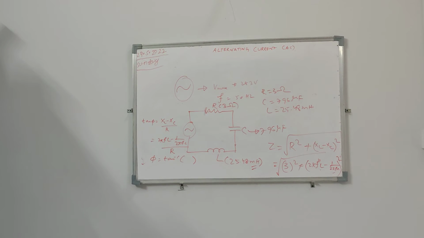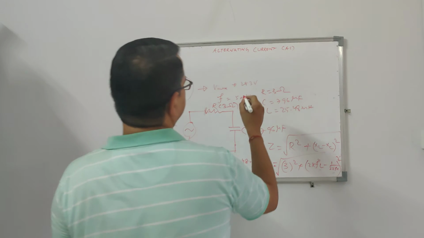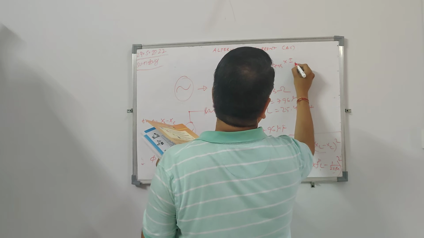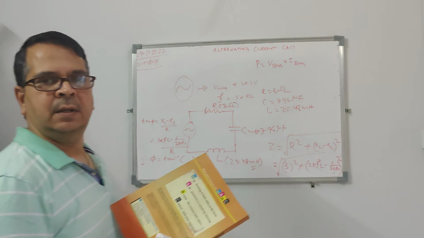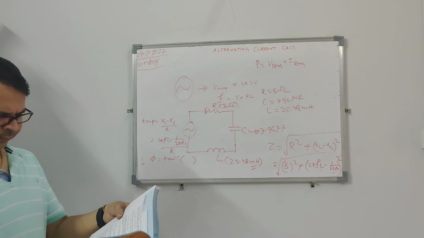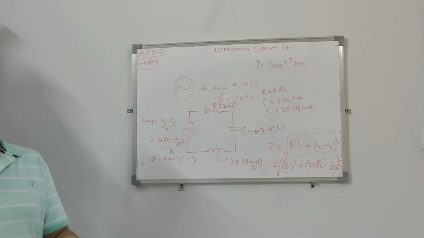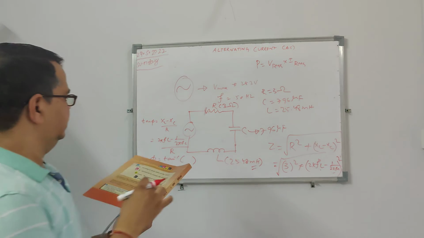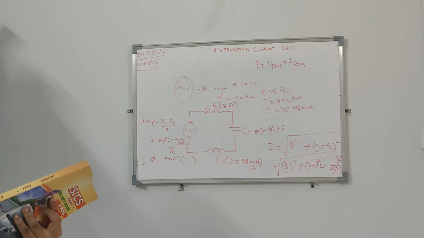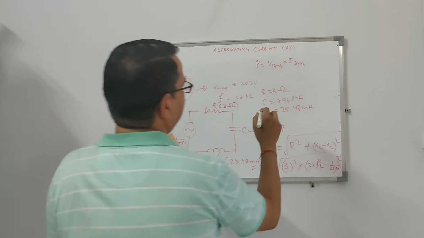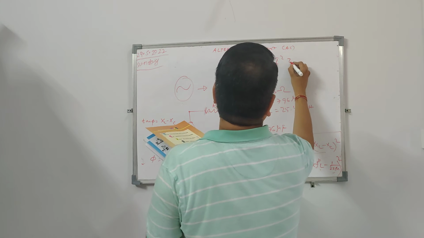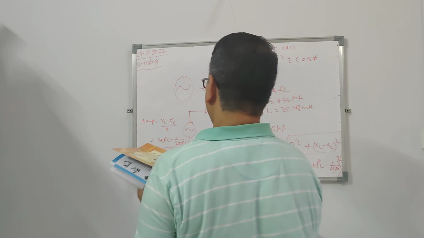Then the power dissipated in the circuit. It is nothing but Vrms into Irms. We found Z, so we can take I square Z also. But with I square Z, cos phi also will be there. You should never leave out the power factor. So the power is equal to I square Z cos phi. You know the phi from here.